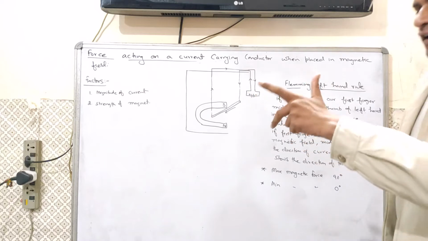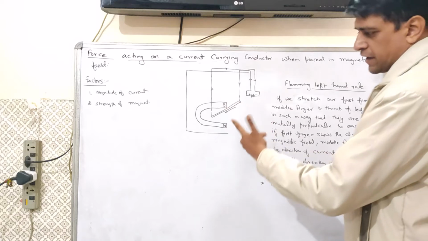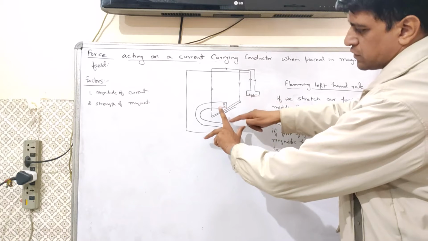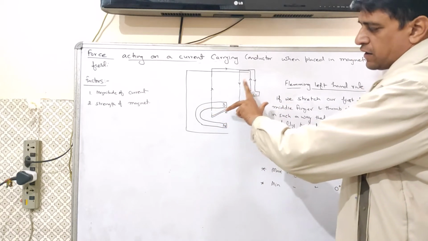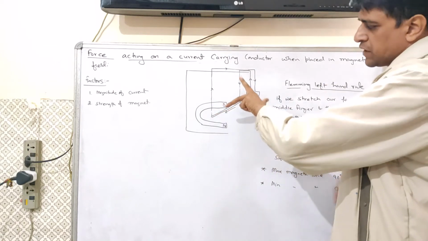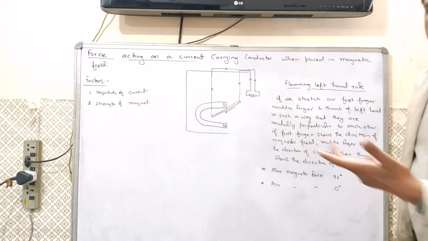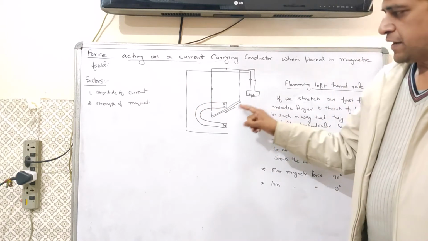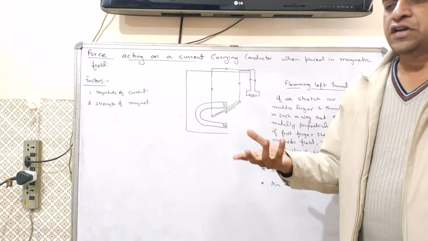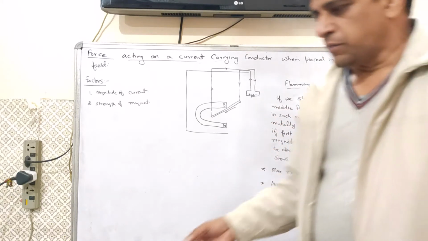Now we will align our first finger and middle finger in this diagram. According to this diagram, the magnetic field is from north to south. Our first finger should be aligned towards north to south, and our middle finger will be in the direction of current as you see in this diagram, and your thumb will point inside the board. That means you will write in your answer sheet that the force will be acting inside the board, or inside the answer sheet.